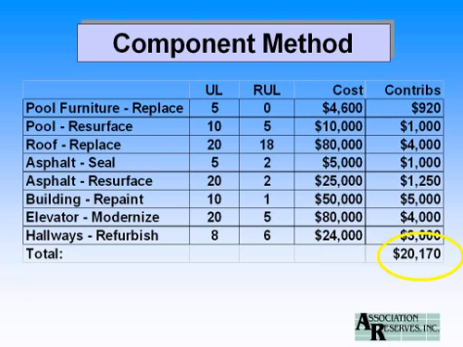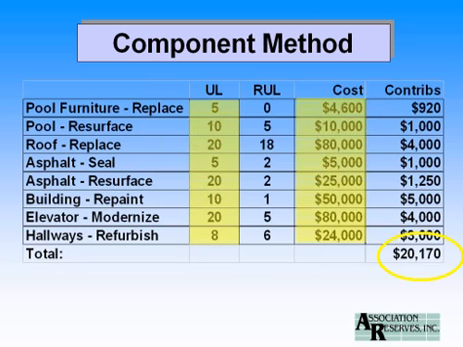In its simplest use, the contributions are calculated on a component-by-component basis, hence the name, and summed together at the bottom like this. For this example component list, the component method reserve contributions come to $20,170 per year. Let me show you how this is done.